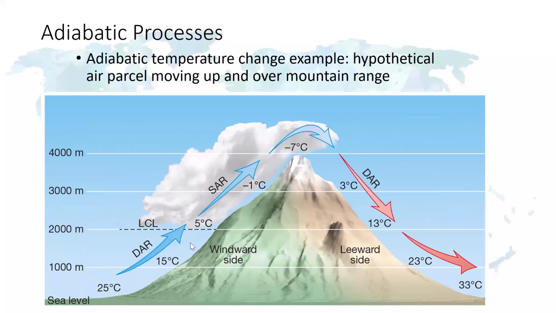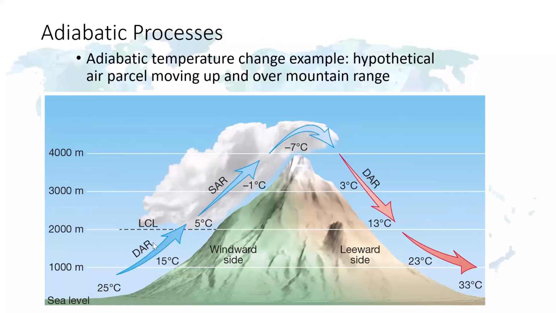When this air parcel reaches its LCL, that's the condensation level, then we are going from a dry rate to a saturated rate or a moist adiabatic rate. And so we can see that the rate at which this parcel cools is going to transition from 10 degrees for every 1,000 meters to 6 degrees for every 1,000 meters. So 5 degrees minus 6 brings us to -1.